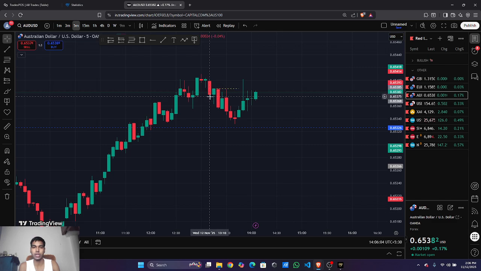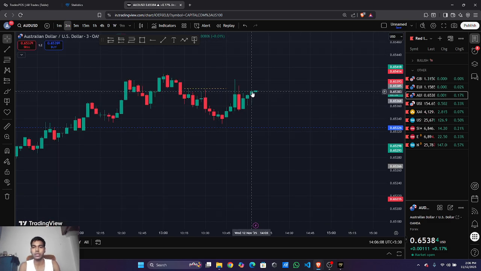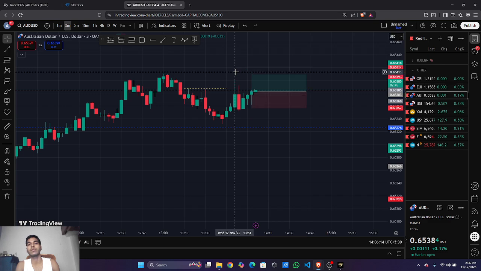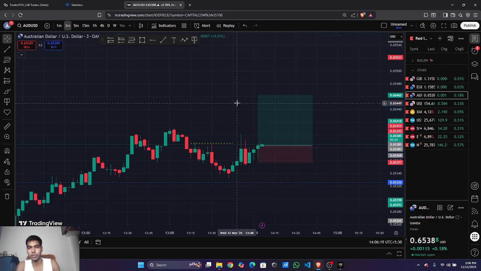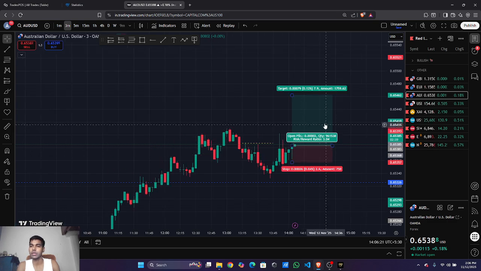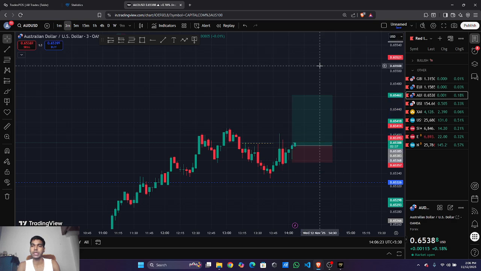Now there is a trade. This is the 3 minute as we planned. This is a 3 minute break of structure. I won't trade because our rule is 3 trades and we are done for the day. If I would have, then this is what I would trade. This is a paper trade. Let's see what will happen.